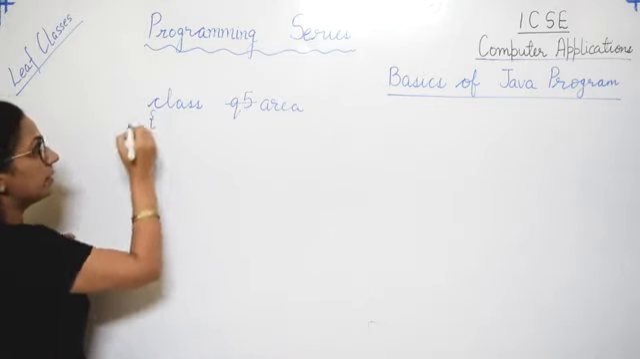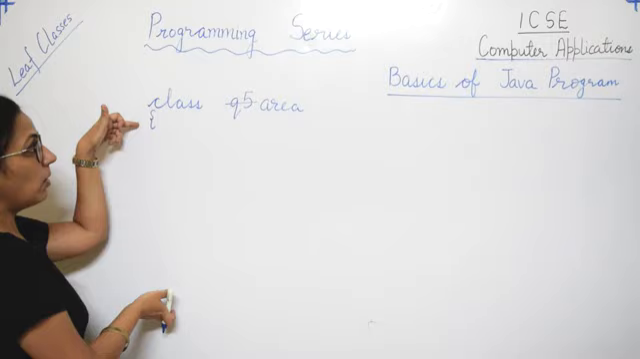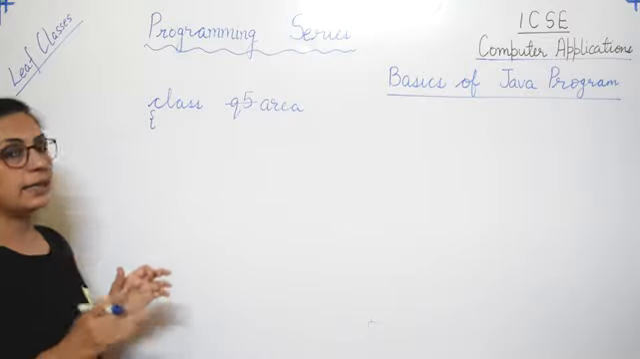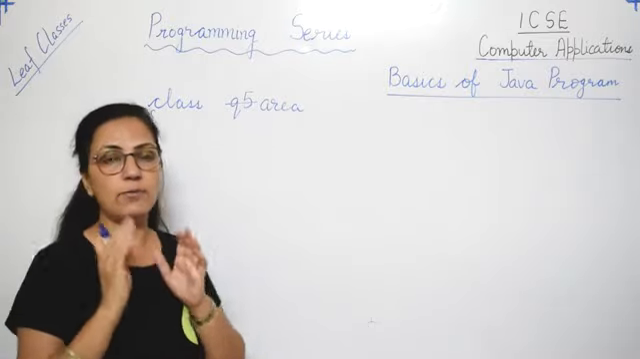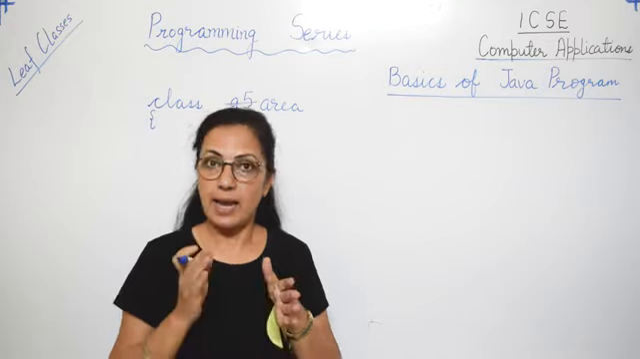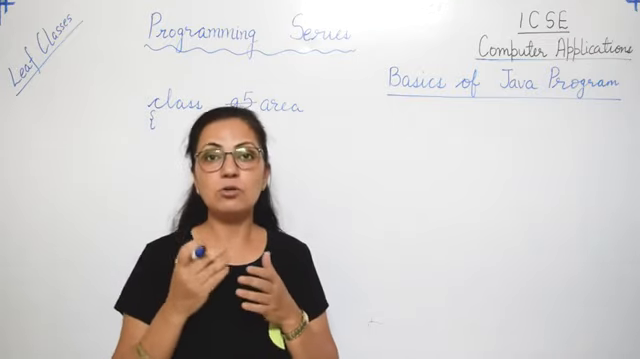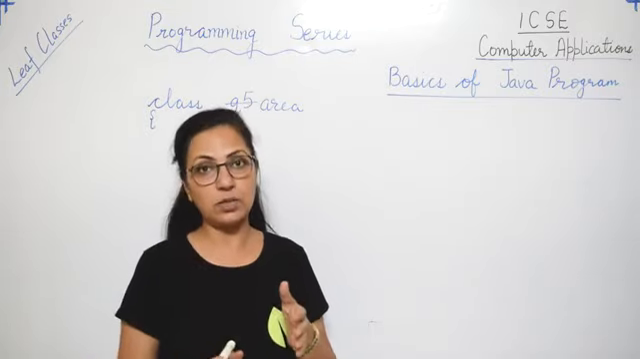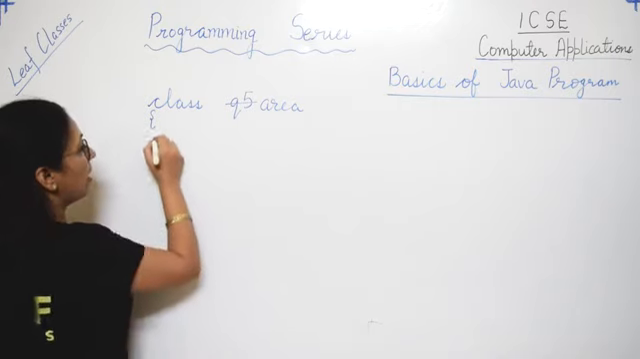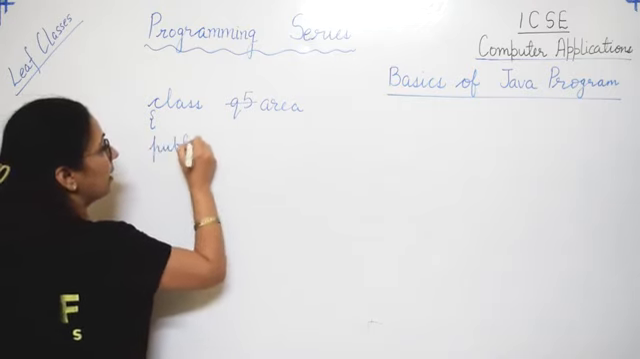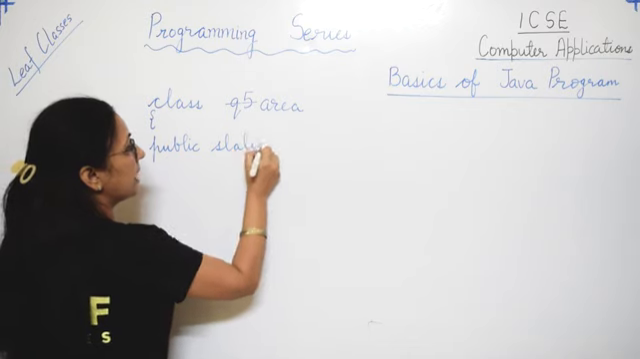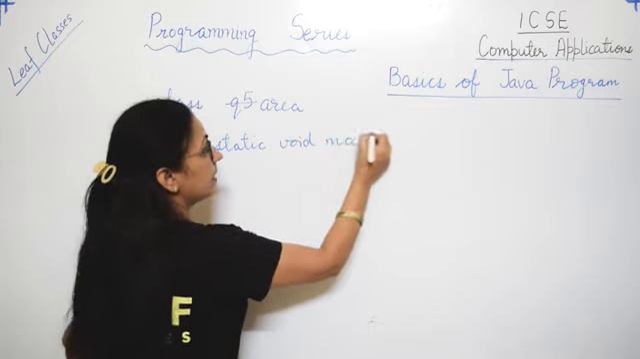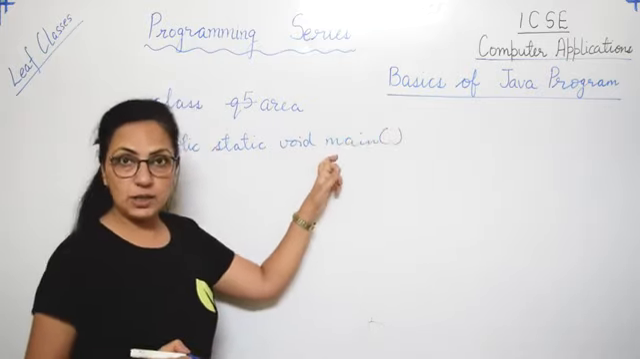Then you start with the braces. I told you that the body of the class is enclosed within the curly braces. Now for the beginners, I just want to tell you that you have to write the main function. Actually, when we start the execution, the program execution starts from main and it ends at closing of main, right? So here you have to write public static void main. This main is the function name, right?